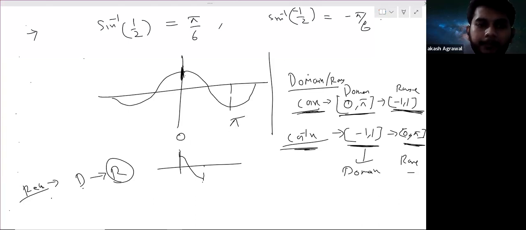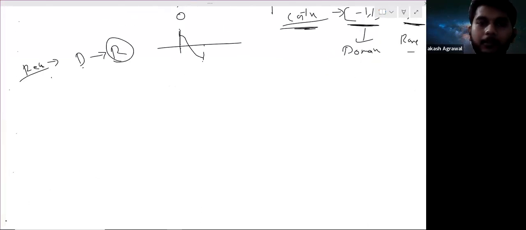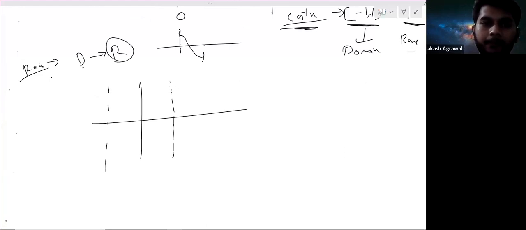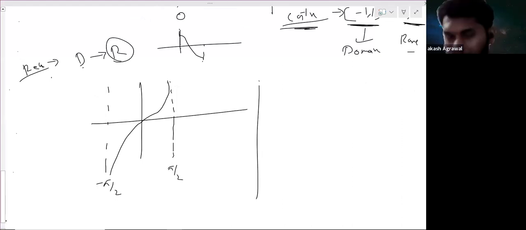Done. Yes, sir. What about tan? Do you remember the graph of tan theta? Yes. Minus pi by 2 and this is pi by 2. So here also, what is the range of tan theta actually? Can you tell me the maximum and minimum value?